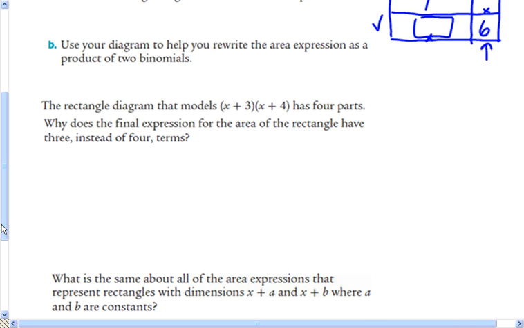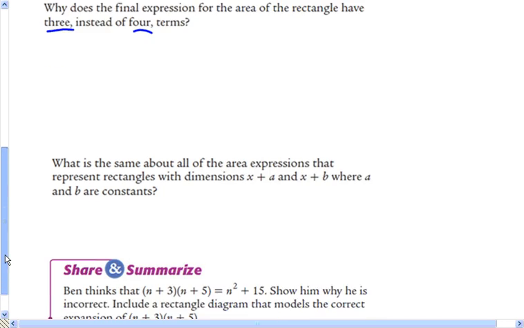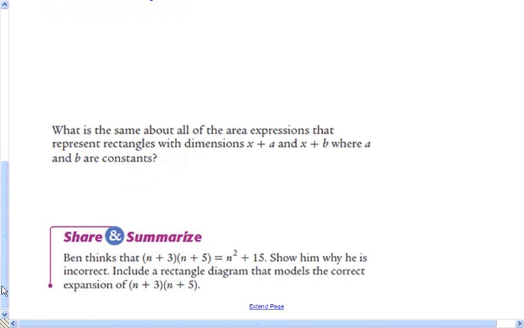And you can answer this question also, why does the final expression for the area have 3 instead of 4 terms? And after a couple of diagrams, you probably realize that there's always 2 terms that you could combine because they're like terms.